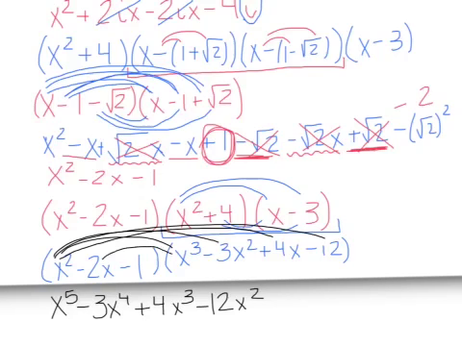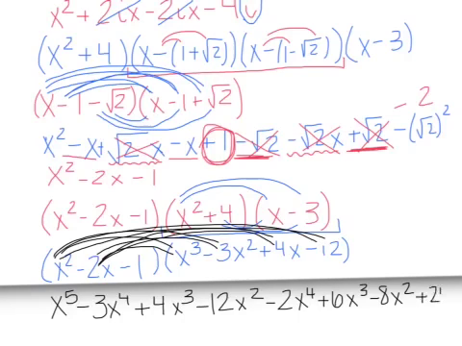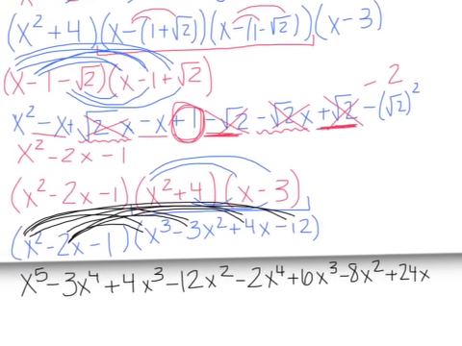Now give the negative 2x to everything. So negative 2x times x to the 3rd is negative 2x to the 4th. Negative 2x times negative 3x squared is a positive 6x to the 3rd. Negative 2x times a positive 4x is a negative 8x squared. And then negative 2x times a negative 12 is a positive 24x. Scoot over so we can do the 12.